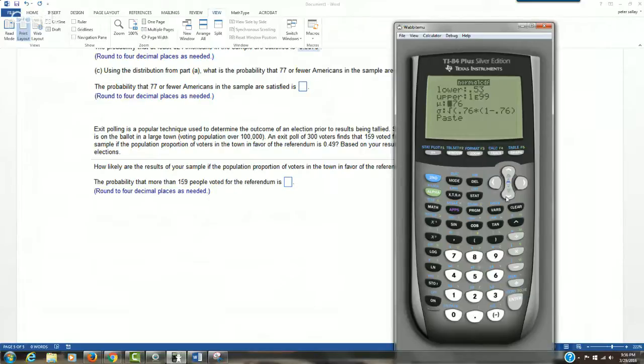The mean, I expected 49%, so the mean should be 0.49. And then the standard deviation is based off that expectation. So 0.49 times 1 minus 0.49, divided by 300. Okay, so then I'm going to hit enter. And I get a probability of 0.083, so about 8%.